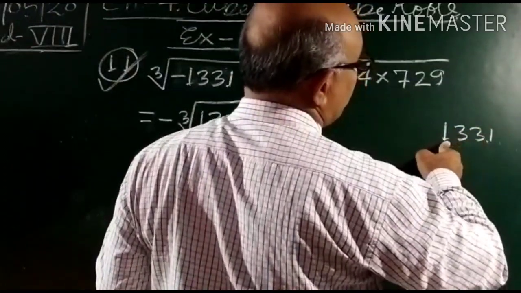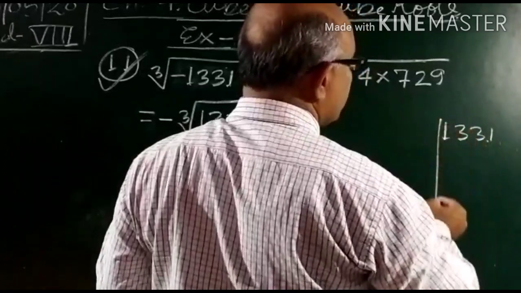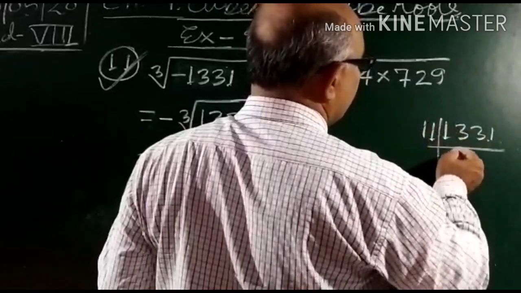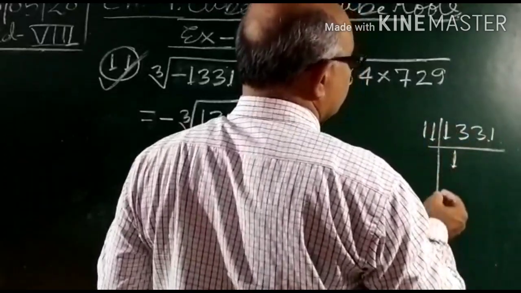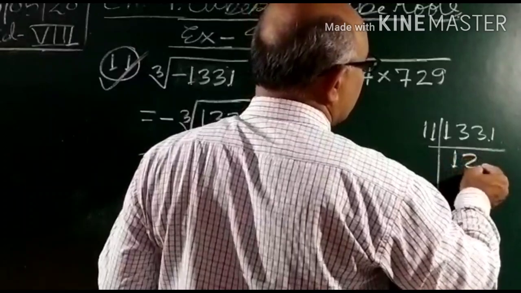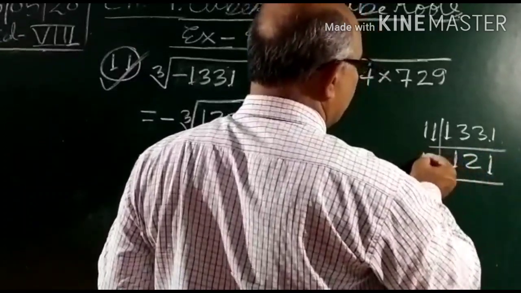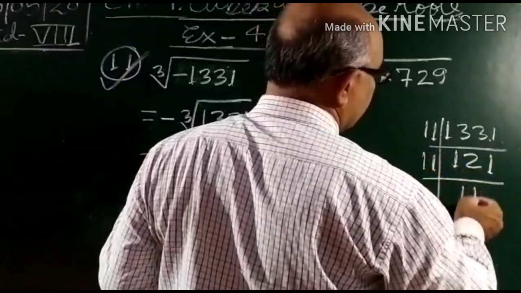1331. 3 plus 1 is 4, and 3 plus 1 is 4, so it is divisible by 11. 11 times 1 is 11, 11 times 2 is 22, and 11 times 1 is 11. So 1331 divided by 11 is 121.